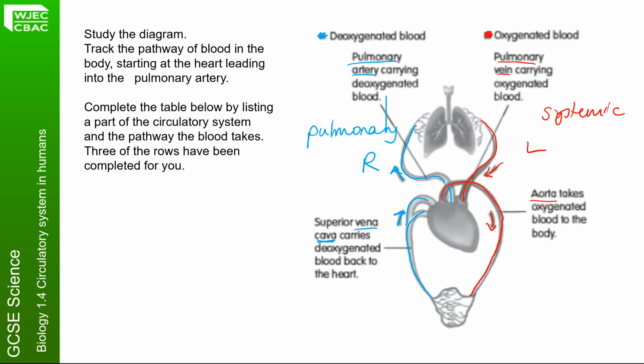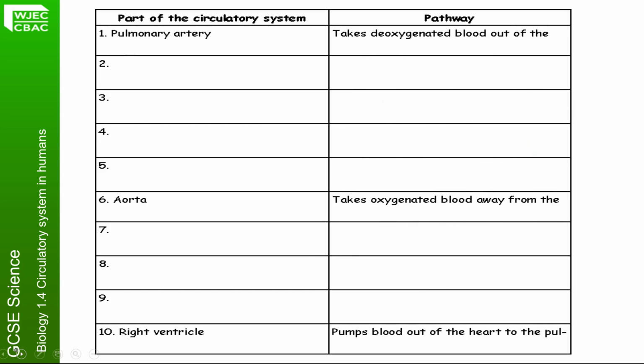So you've got a table that looks like this. Three of the parts of the circulatory system have already been identified: the pulmonary artery, the aorta, and the right ventricle. We're going to write either in blue or red, depending on whether they're oxygenated or deoxygenated, the parts in here to help you. And you're going to fill in the pathway, and these two columns will help you when you're writing your complete journey.